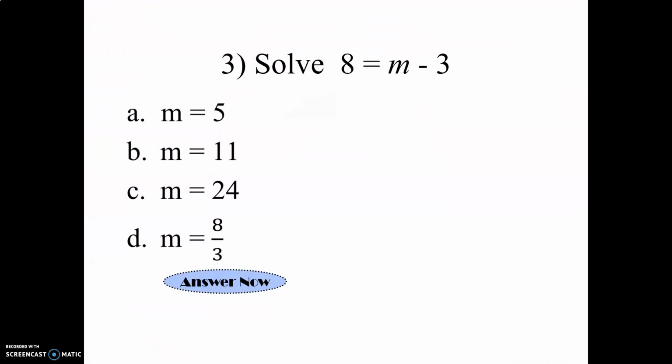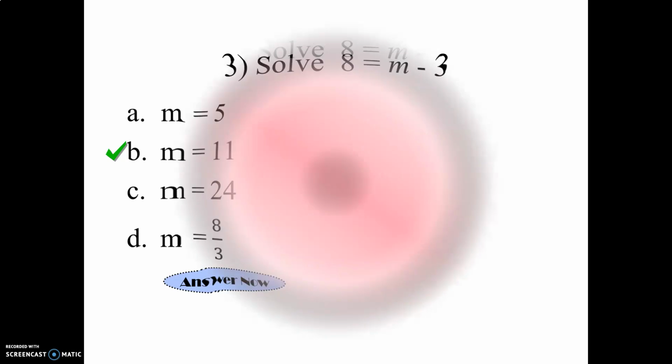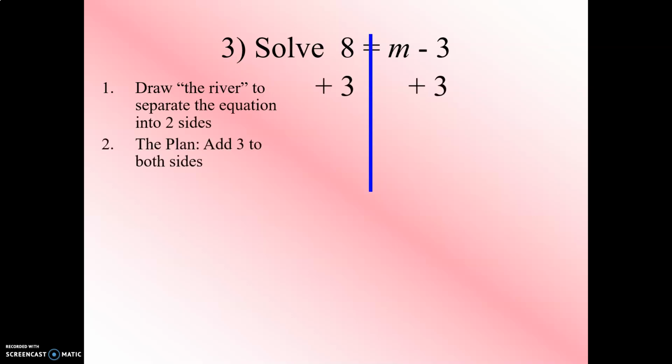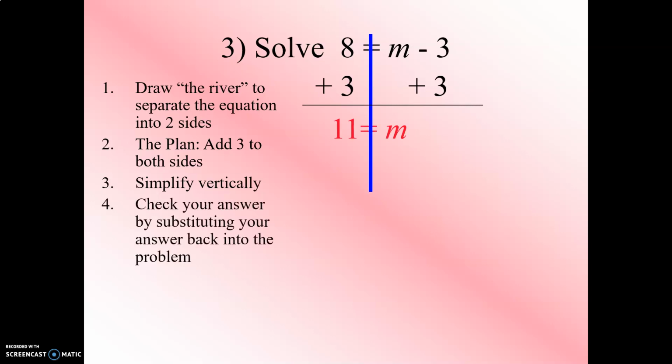How about this one? If you chose B, m equals 11, you are correct. Okay, let's look at the steps for that one now. Again, draw the river to separate the left and right sides. Add 3 to both sides, since we have minus 3 on the side with the m. We want to undo that, we want to get rid of that. We need to add that 3 back onto the m. And we find out 11 is equal to m. Let's check it, make sure we're right. Indeed we are.